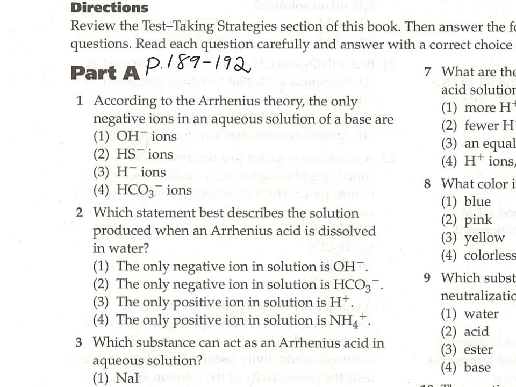According to the Arrhenius theory, the only negative ions in an aqueous solution of a base are what? So what you can do here is if you're talking about bases, you can go to table L, which is your list of bases, and look at the formulas there and see what in the formula makes it a base. And a base would have hydroxide ions. This doesn't make sense, this doesn't make sense, this doesn't make sense.